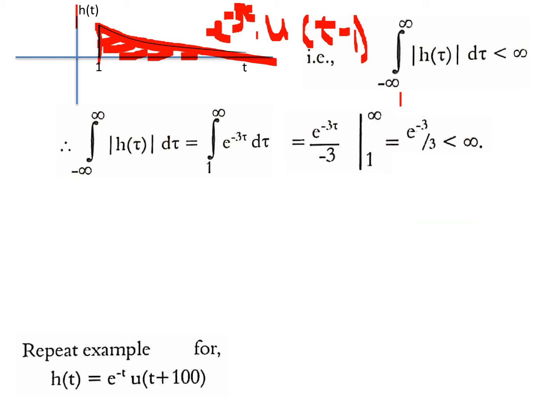Yeah. You just integrate it from 1 to infinity. So this is the integration of that, and you apply the limits. E power of minus 3 by 3, you'll get finite. This is finite. You can find the value. E power of minus 3 is a finite value, divided by 3 is, once again, some number which is finite. Therefore, this system is stable, as we expected by looking at the graph.